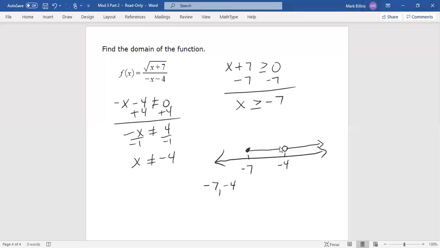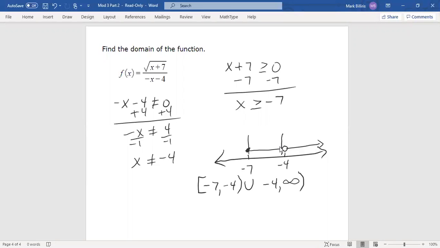So since it includes negative 7, we use bracket. Since it doesn't include negative 4, we use parentheses. So now we've taken care of this part of the graph. Now we have to take care of the rest. So since there's another segment, we use union. The second segment begins at negative 4 and continues indefinitely to the right to infinity.